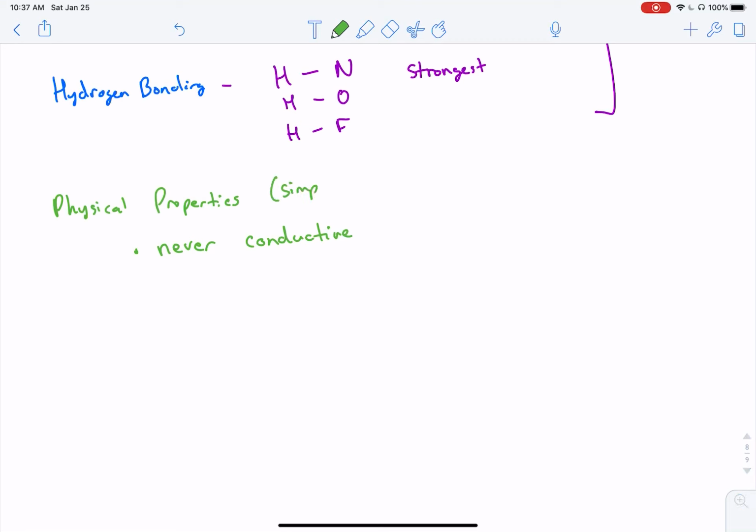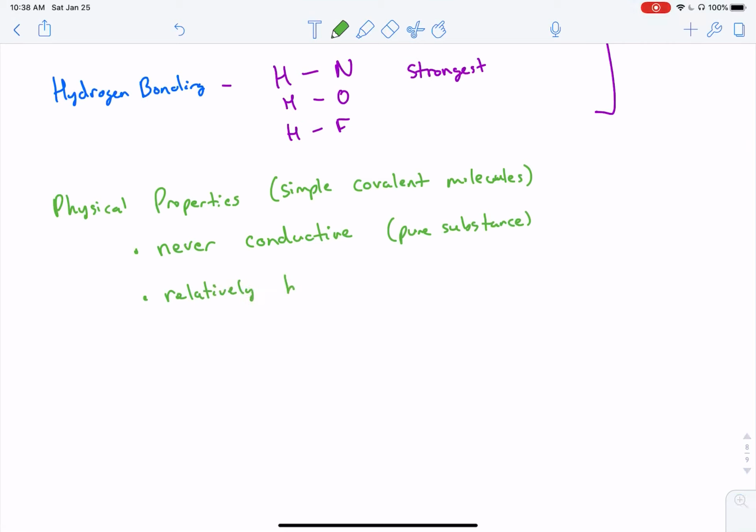For simple covalent molecules, they are generally never conductive as a pure substance. I would just say never conductive, to be honest with you. Getting into acids and bases and stuff like that is not really sufficient for what we're talking about here. So they will never be conductive, solid, liquid, or gas. They're not conductive.